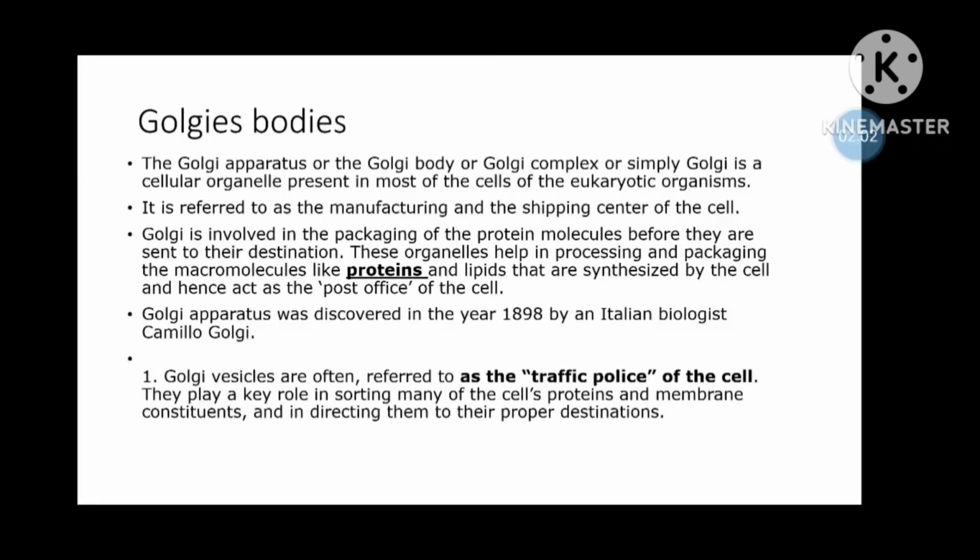Golgi body was first discovered in the year 1898 by Italian biologist Camillo Golgi, and in honor of him its structure is named Golgi bodies. Golgi vessels are often referred to as the traffic police of the cell. They play a key role in storing many cell proteins and membrane constituents and in directing them to their proper destination.